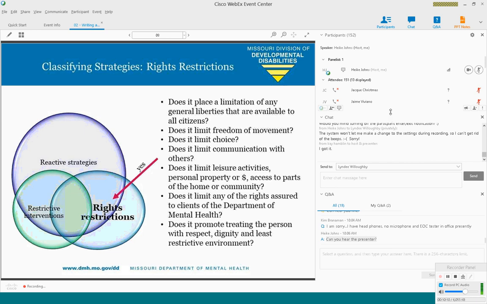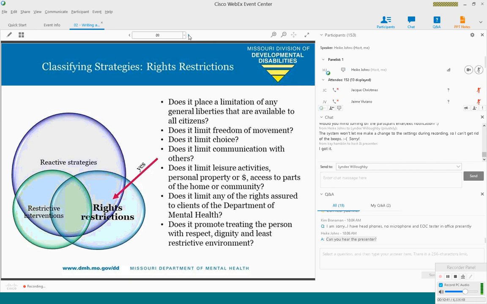And limiting any of those things that are assured by the Department of Mental Health. So there are some specific ones that are laid out there. We can send a link with some good resources on that. And finally, are you promoting treating the person with respect, dignity, and trying to ensure a least restrictive environment? So if all the answers to those are yes, except for the last one, which should be a no, then you've restricted somebody's rights.